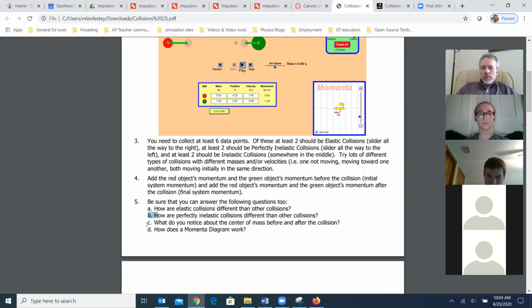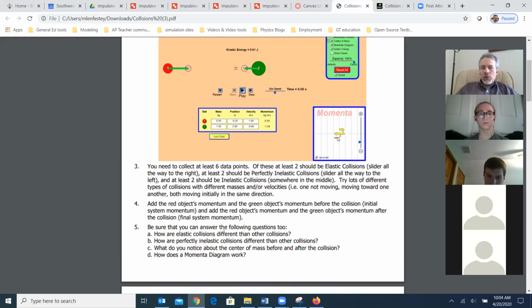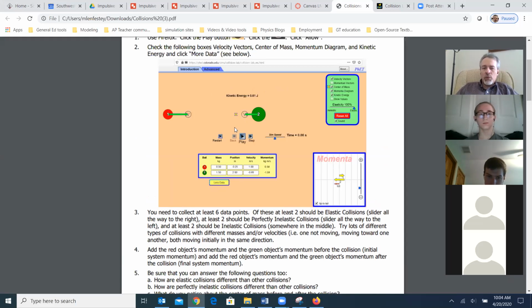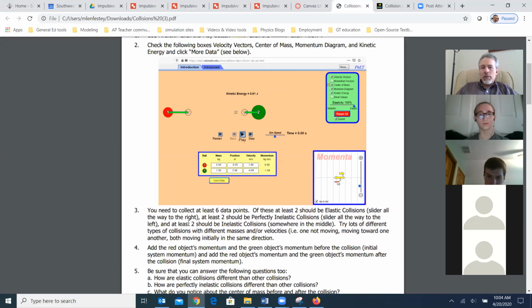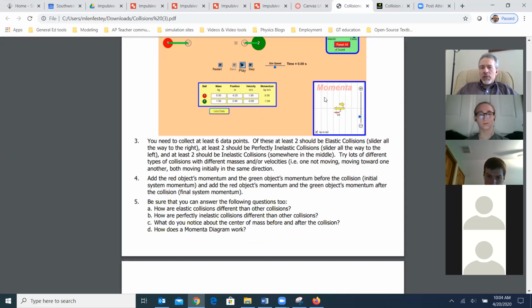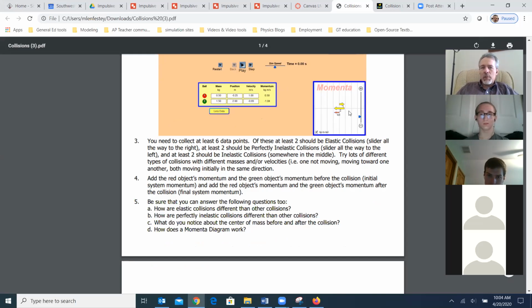And the center of mass, I want you to look at that X and notice something about it before the collision and after the collision. You'll just see something. That's the center of mass again. And then down here, this momentum chart is kind of a conceptual tool that'll help you with momentum a little bit. So I just kind of want you to make some observations about that.